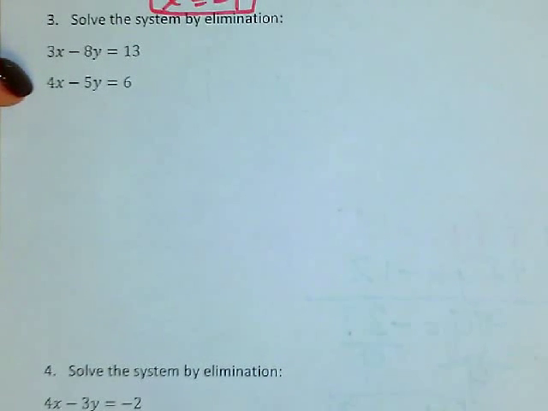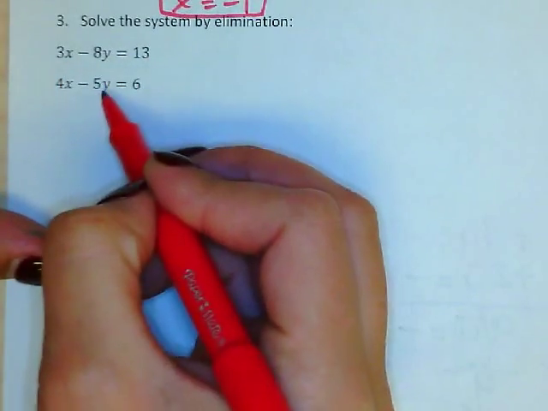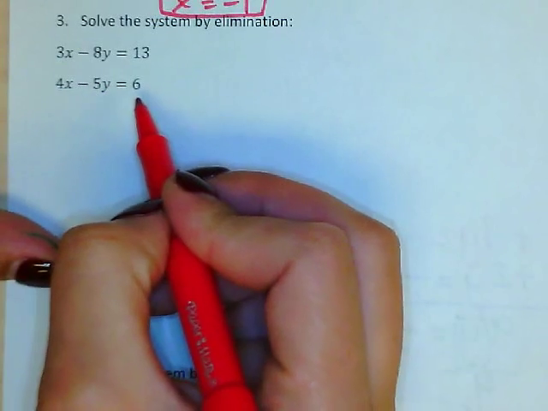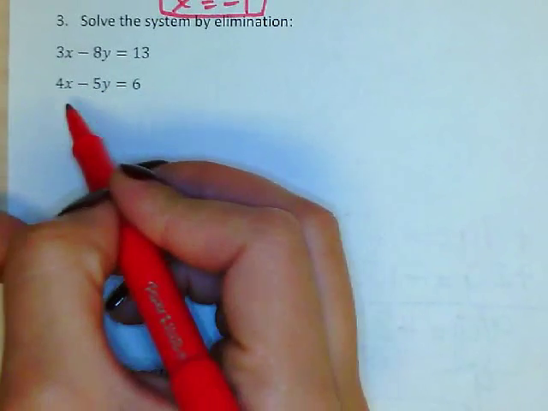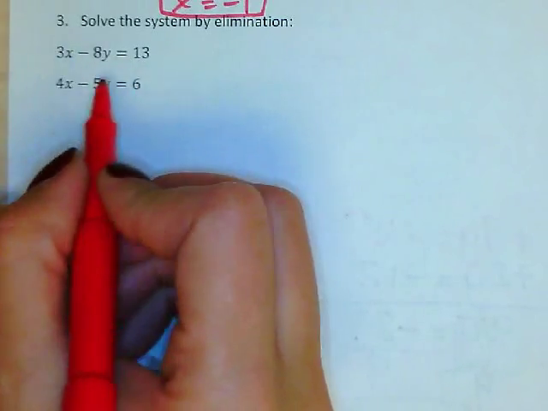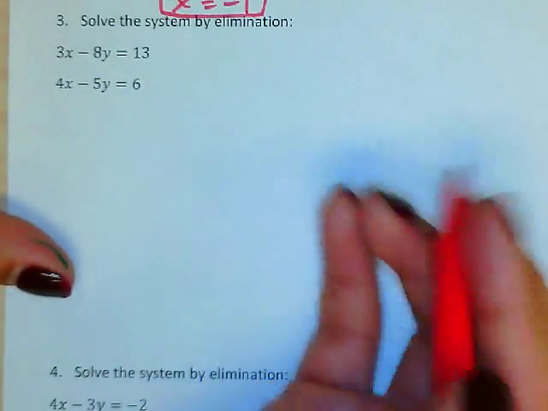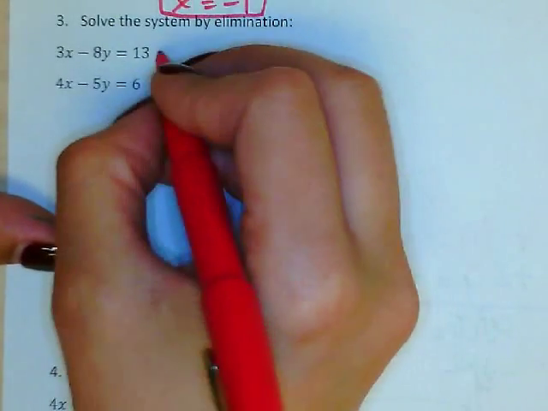The 3 and the 4, I would have to multiply this one by -4 or this one by -3 to cancel them. So I'm going to choose a smaller number. You could also choose the y's, like you could multiply the bottom one by 8 and the top one by -5 to cancel the y's. So it doesn't matter which one you choose. I think I will do that.